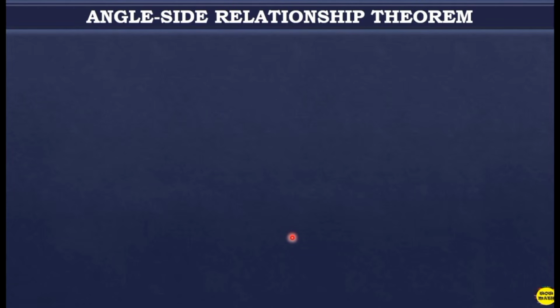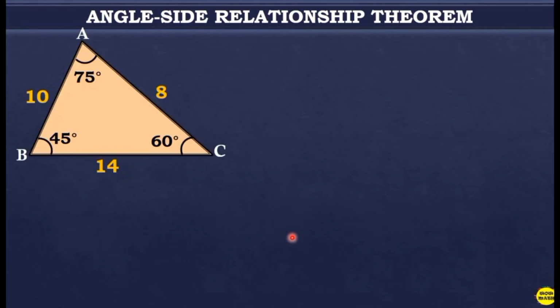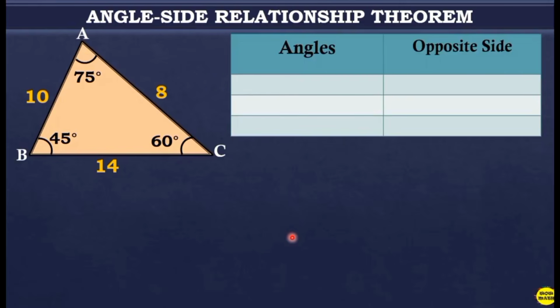Let's have the angle side relationship theorem. Now, given this triangle ABC, the angles are given to us. Can you name all the angles? We have angle A, angle B, and angle C.